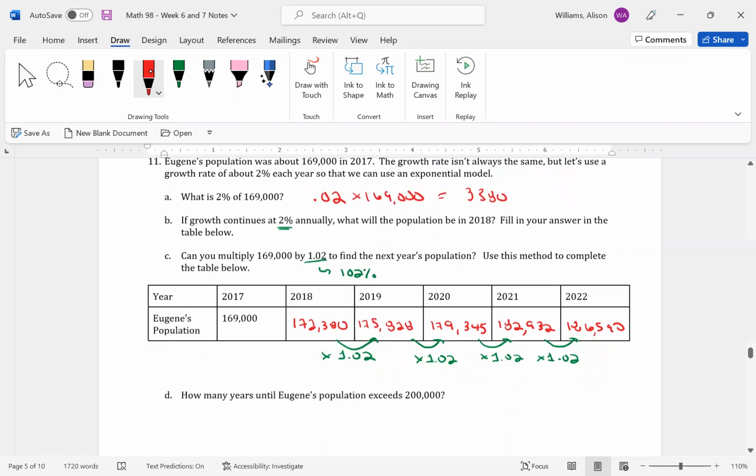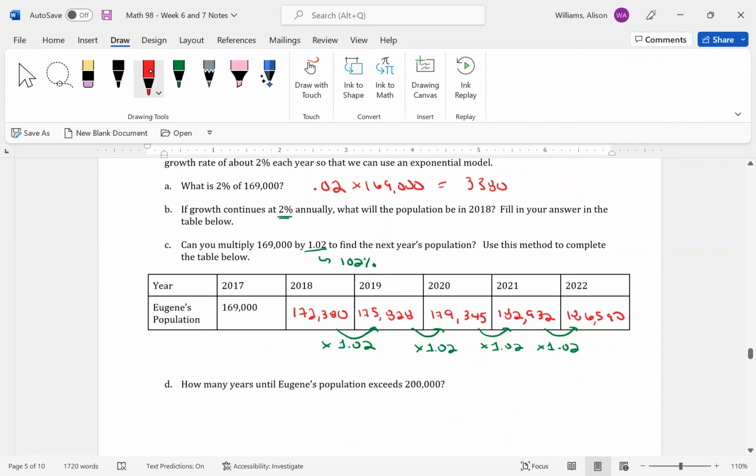All right. So, and how many years will their population exceed 200,000? Well, we're getting close, right? But it's going to take a little while before we're going to hit 200,000. So it might be useful to take away the 169,000 that we started with, which comes out to 31,000. And then take 31,000 and divide it by 1.02.